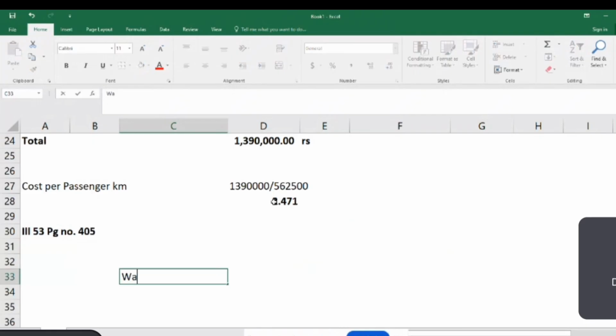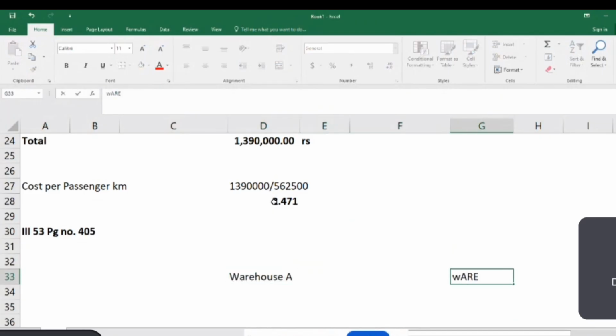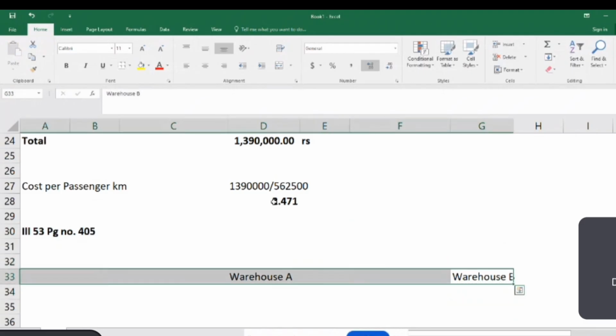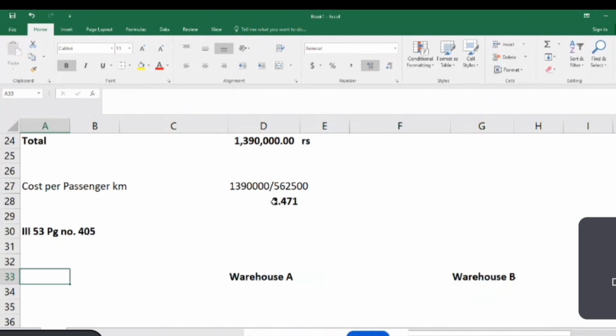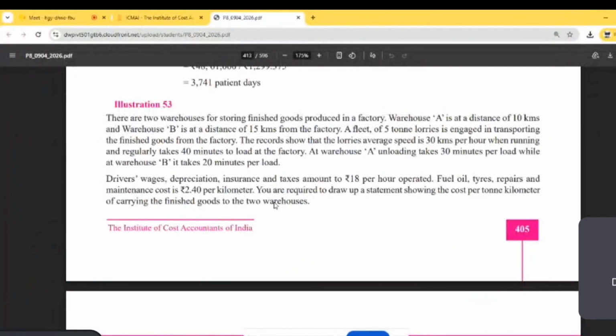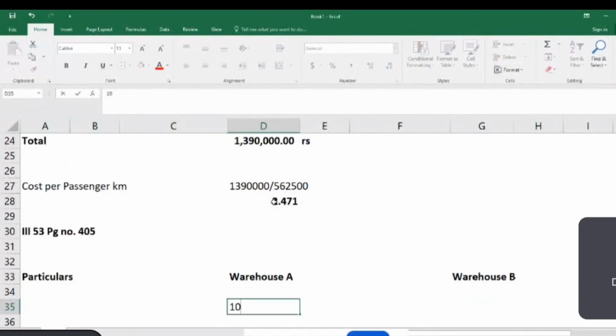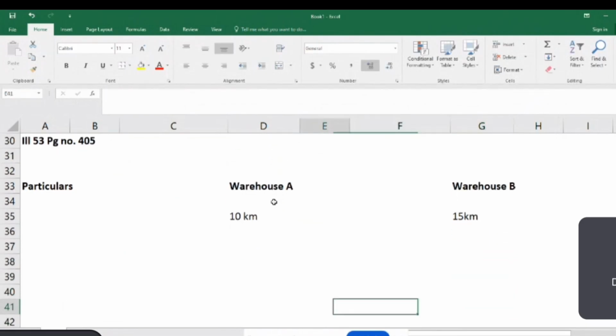So we will put warehouse A and warehouse B. Here will be your particulars. What they are telling first, there are two warehouses. Warehouse A is at a distance of 10 kilometers and warehouse B is at a distance of 15 kilometers. Whatever is given in the question, we will just write that. This is distance.